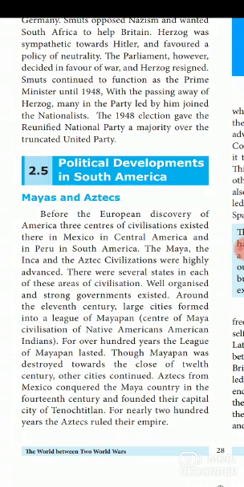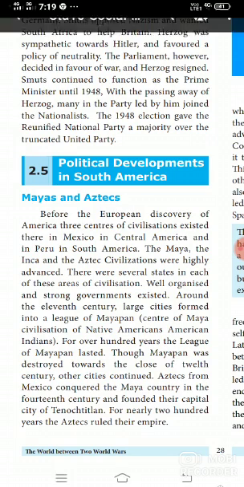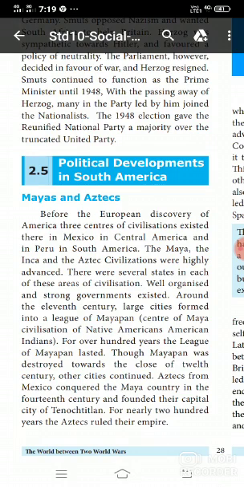Now we are seeing lesson number 2, the world between two world wars. In the previous class we saw the last para, anti-colonial movement in Africa.